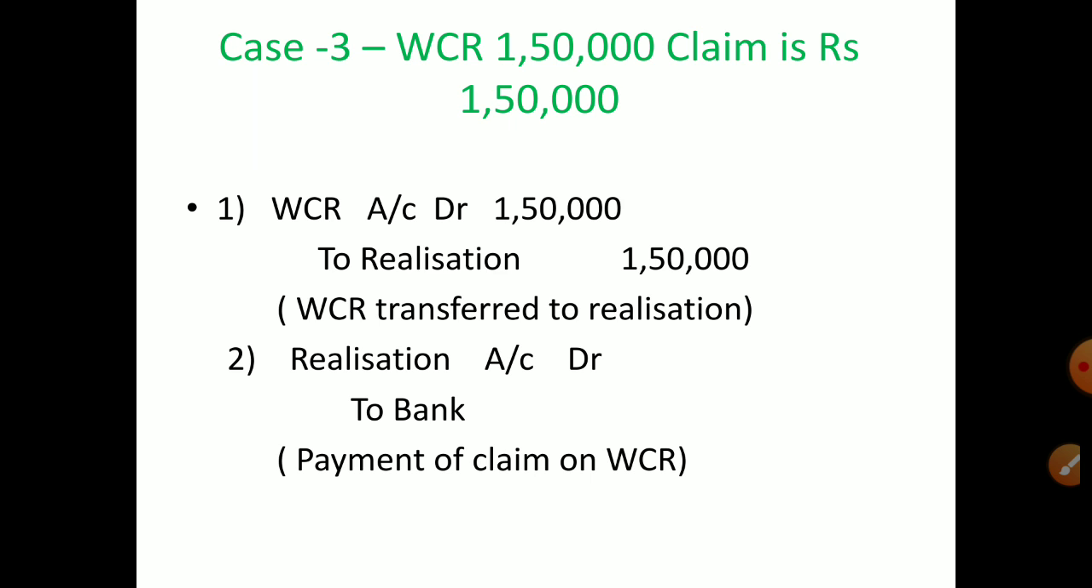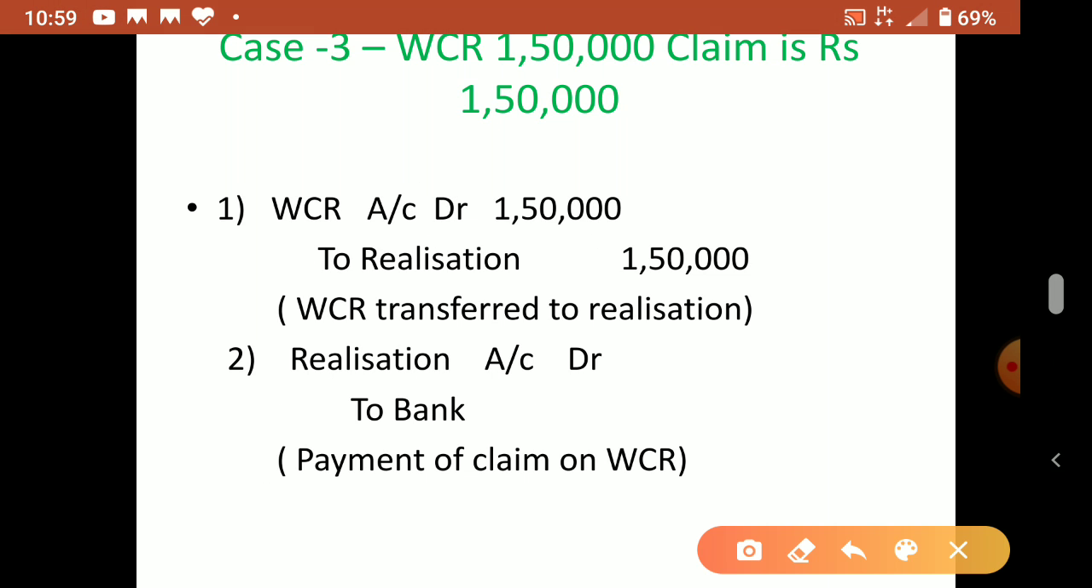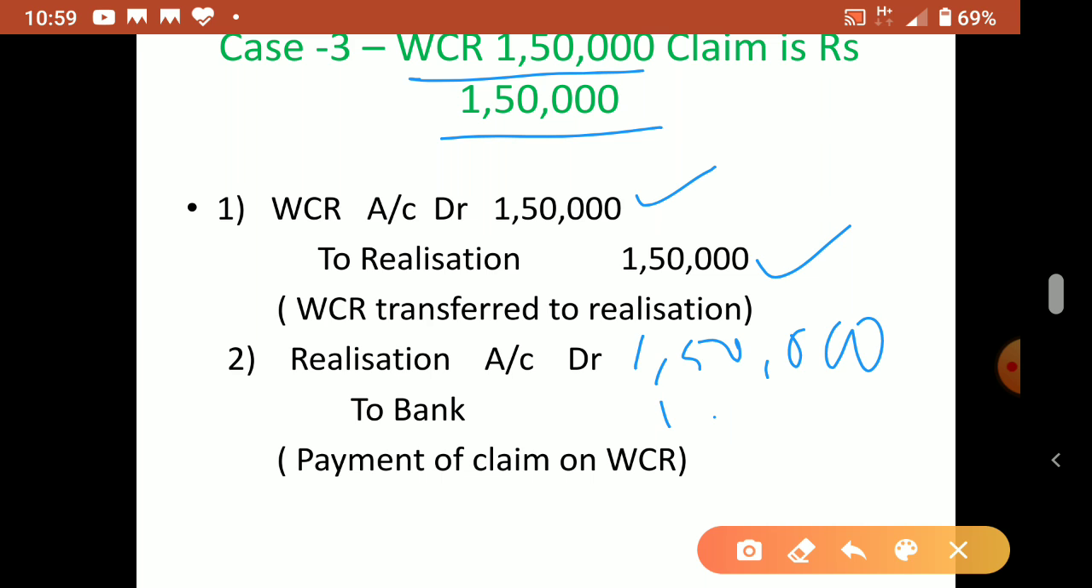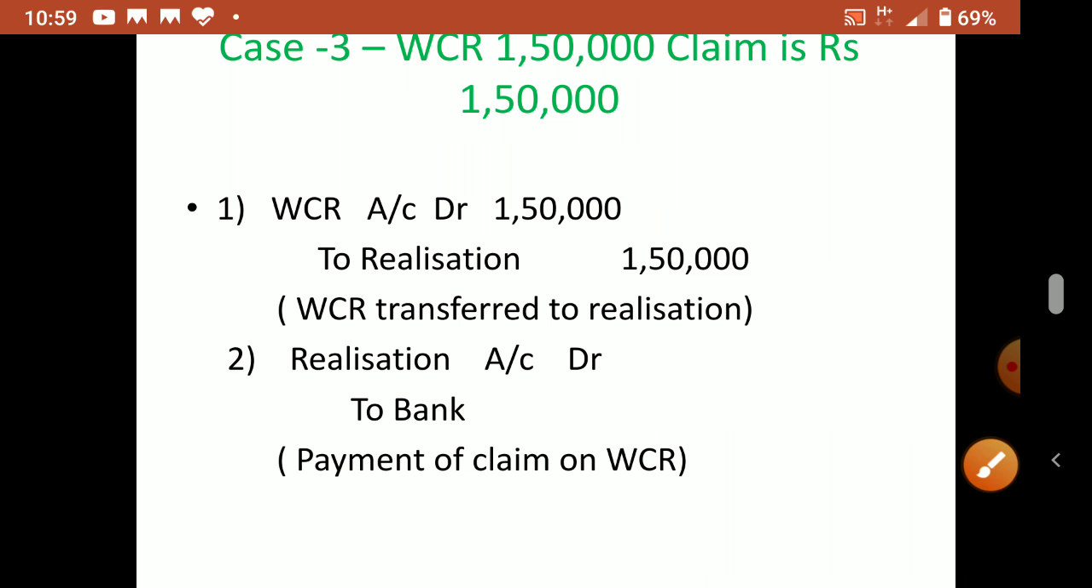Third case we discuss. Third case: WCR is 1,50,000, claim 1,50,000. So what to do? Full claim. Whenever claim is there, it will go to realization. Remember. So full claim is going to the realization account. Payment also will come, 1,50,000. So WCR to realization 1,50,000, realization to bank 1,50,000. So both will go to the realization.